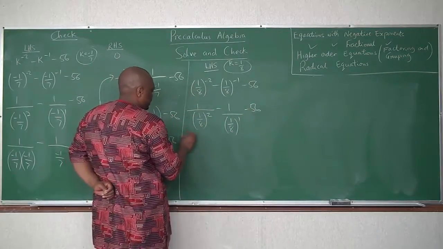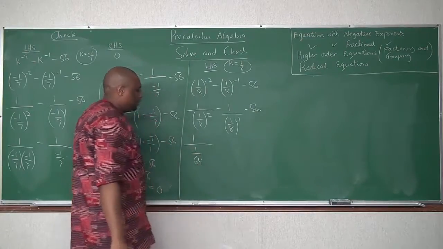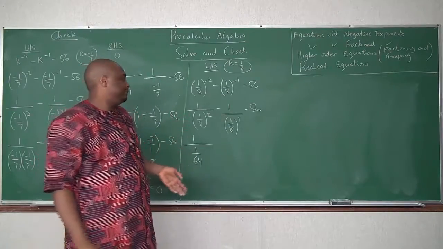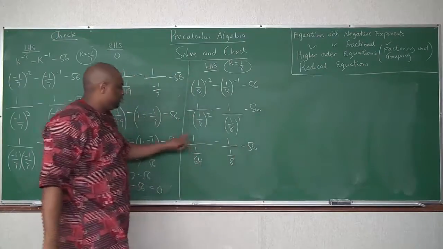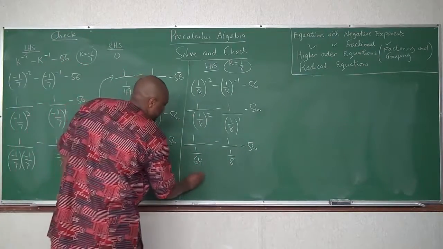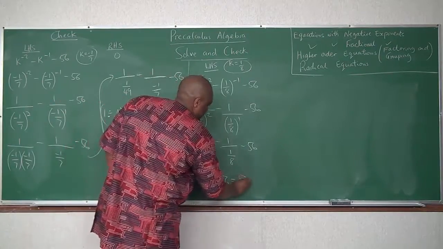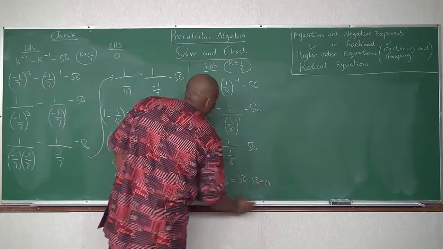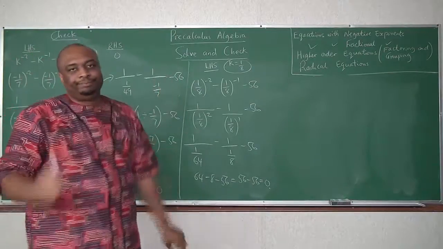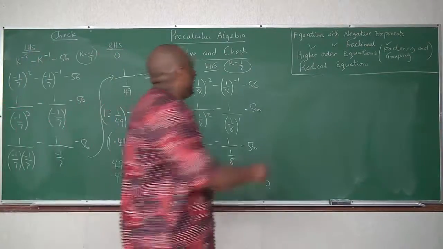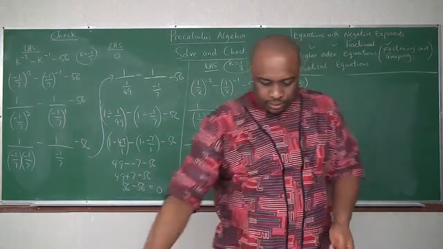So this will give us 1 over 64. 1 squared is 1, 8 squared is 64. Minus 1 over 1 over 8 minus 56. So from what we did here, you could see that this is 64 minus 8 minus 56. And that will give you 56 minus 56, which is 0. So it works. All right, let's do question 3. We knocked off this one.